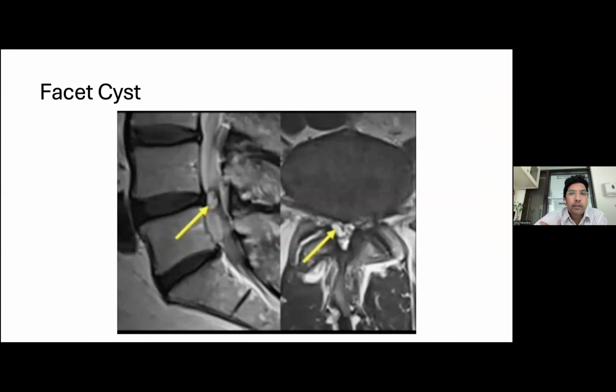While looking at the MRI, a facet cyst may be present, and intraoperatively it is suggestive of facet joint dysfunction, which can be leading to instability. This can be assessed on X-rays, and a decision can be made accordingly.